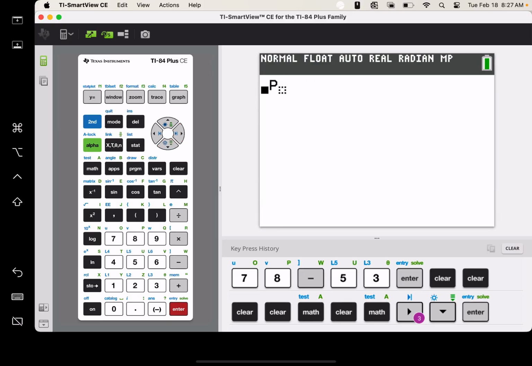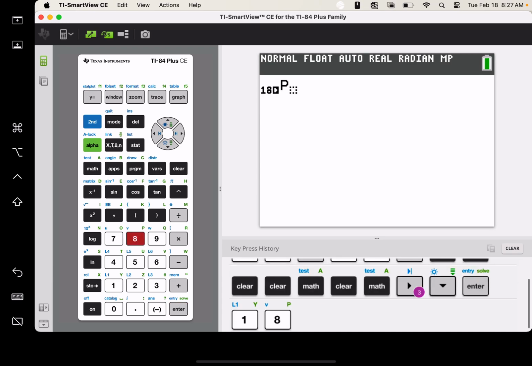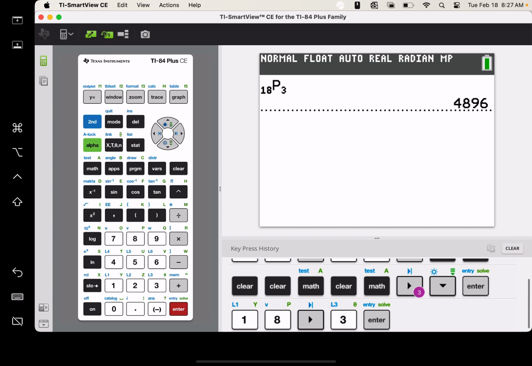So if I hit nPr, we had 18 options in 3 different slots. So 18 permute 3 is 4,896.